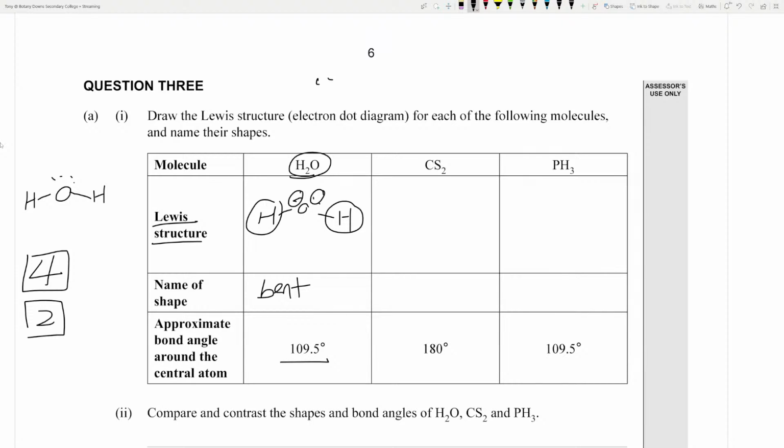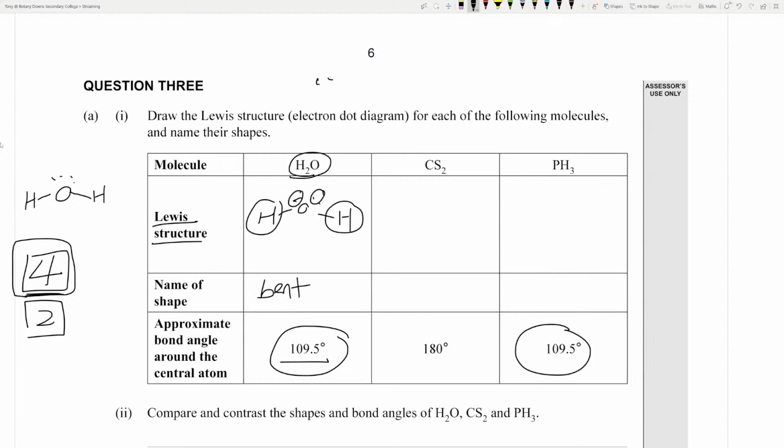Now something that you could remember, guys, is that whenever you have 4 regions of electron density around your central atom, the bond angle is always going to be 109.5 degrees. Okay, it's not always going to be 109.5 degrees. The more chemistry you learn later on, the more you understand that the bond angles differ a little bit. Okay, is the name of the shape established through the number of electron pairs?